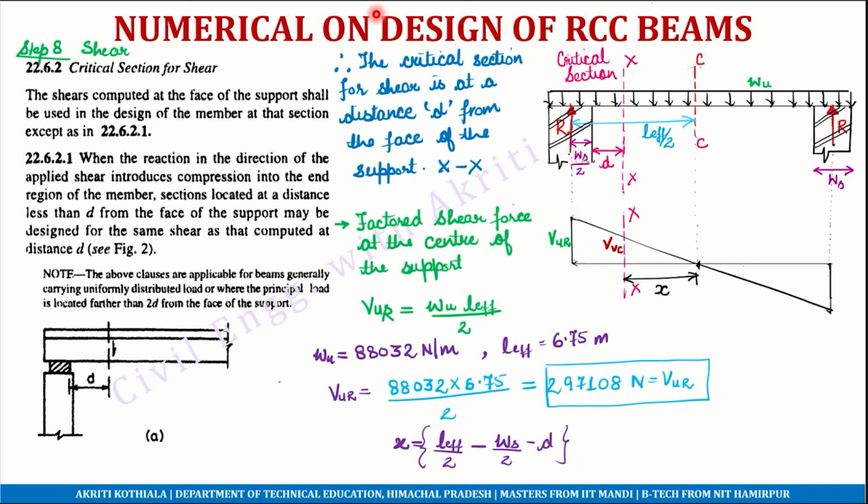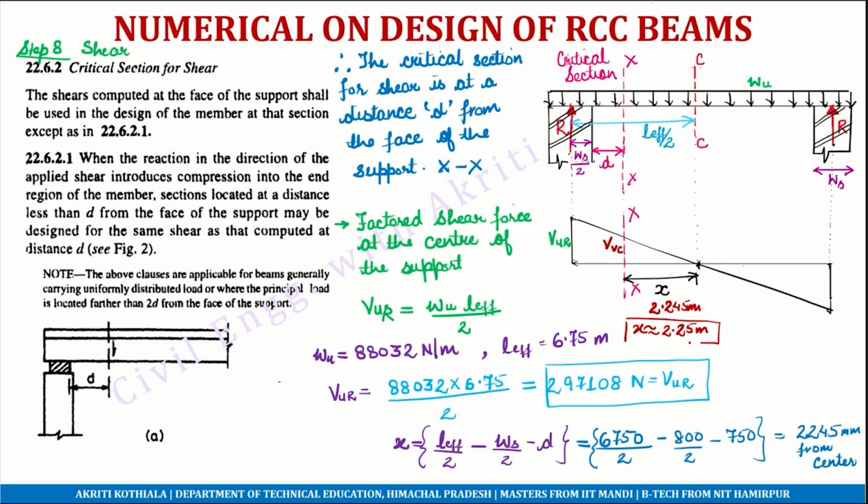So calculating, we obtain X is equal to 2245 mm from the center, which can be simply written as 2.245 meters from the center, or simply 2.25 meters. So the value of X, that is the distance of the critical section from the center of the beam, is equal to 2.25 meters.